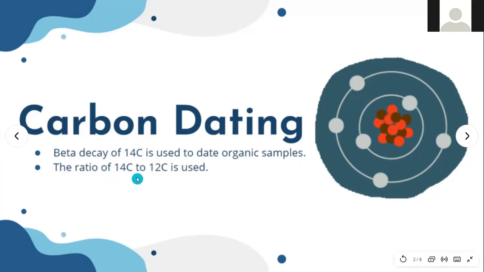The ratio of carbon-14 to carbon-12 is used. Carbon-14 is considered a radioactive isotope of carbon because it is unstable. Carbon-14 will eventually decay to carbon-12 isotopes.